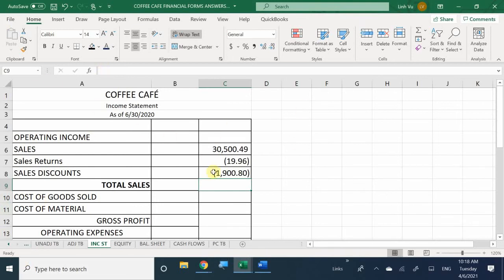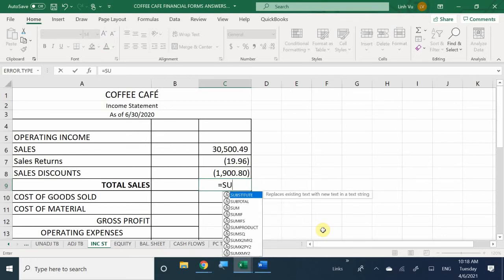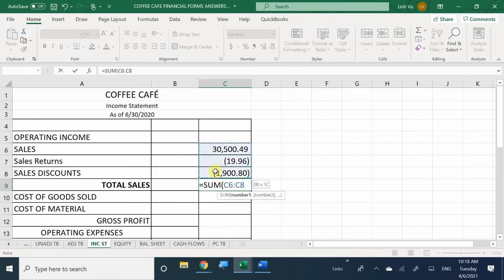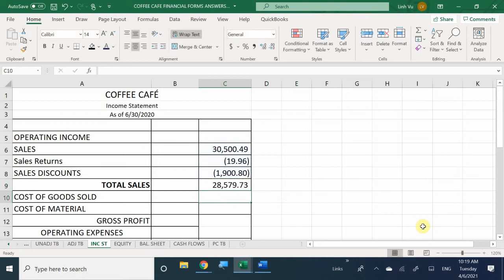So my total sales here is just a simple formula. You can either click on them and add plus, minus, whatever you want to do, or because the way I formatted it was I recognize that my sales is positive. I recognize that my returns are negative, and I recognize my discount is also a negative. So in this case, I'm going to go ahead and apply my equal sum and add these numbers up together. So what is going to be my total sales? 28,579.73. Correct. That's your total sales or your total revenues that you've earned, okay?